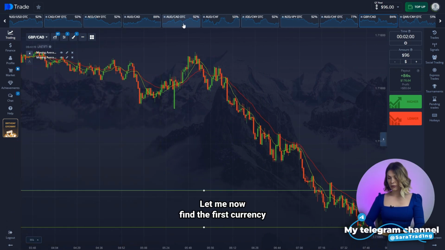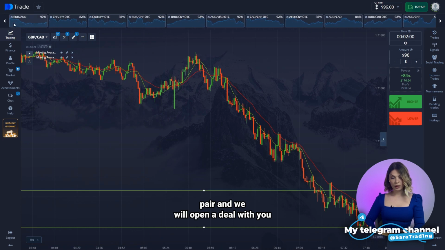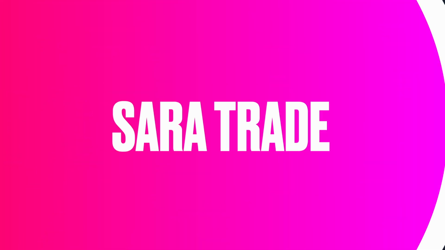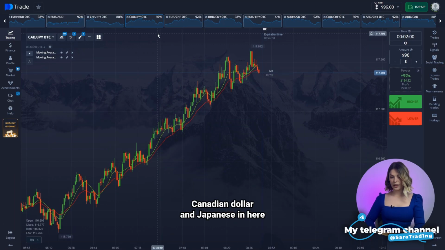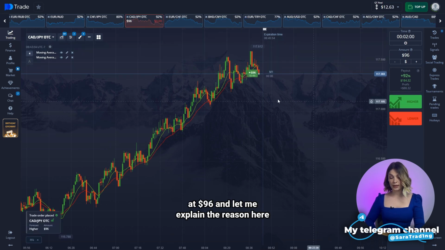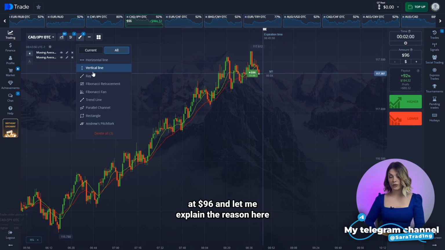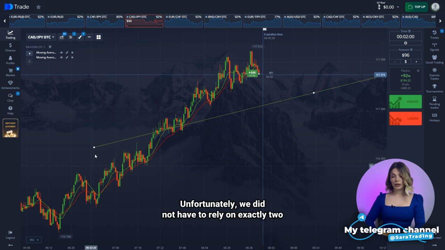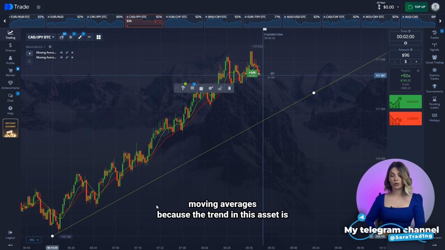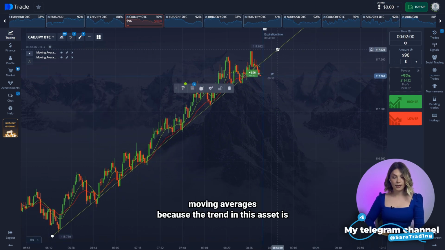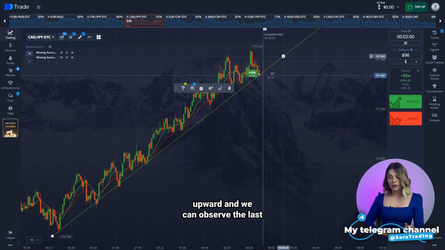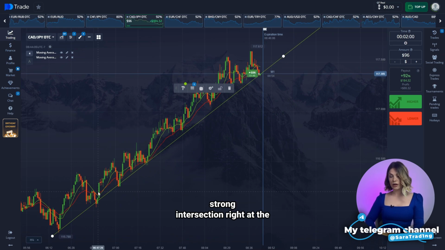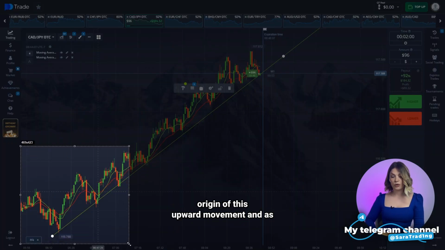Let me now find the first currency pair and we will open a deal. So friend, the currency pair is Canadian dollar and Japanese yen. Here I will open a buy position at this point at $96, and let me explain the reason. Here unfortunately we did not have to rely on exactly two moving averages because the trend in this asset is upward. And we can observe the last strong intersection right at the origin of this upward movement.